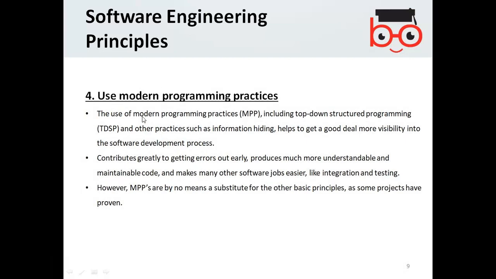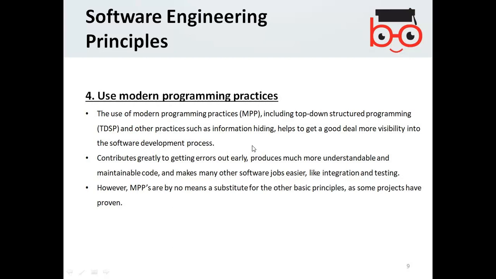We come to the fourth principle: use modern programming practices. The use of modern programming practices, MPP, including top-down structured programming and other practices such as information hiding, helps to get a good deal more visibility into the software development process.